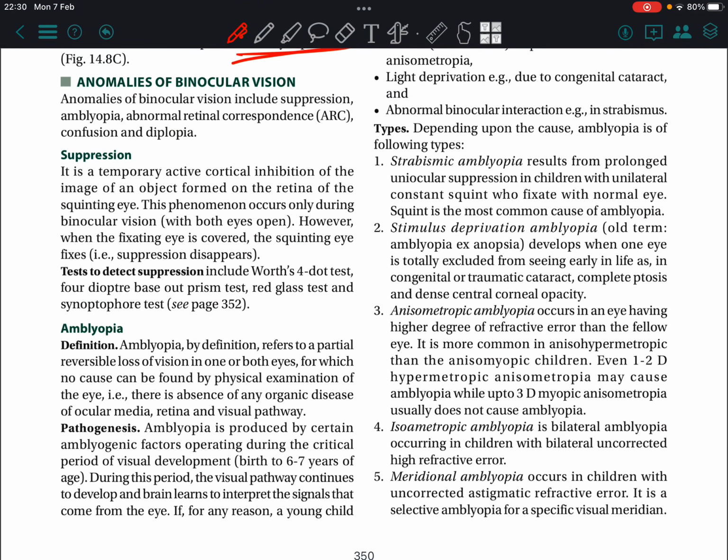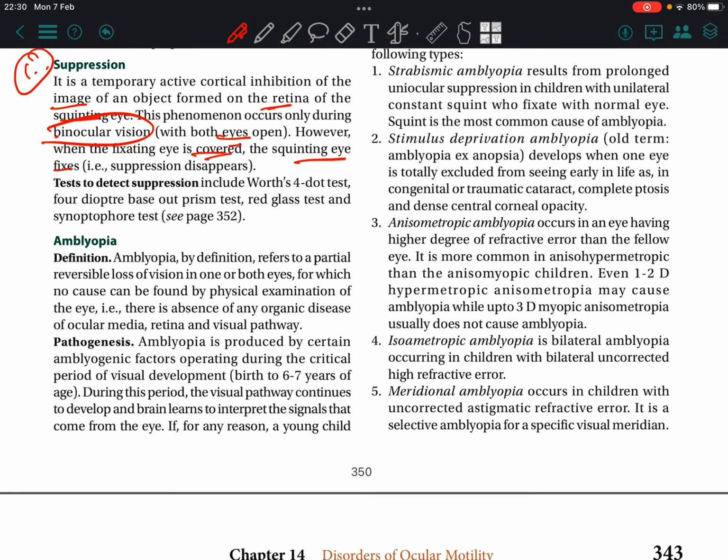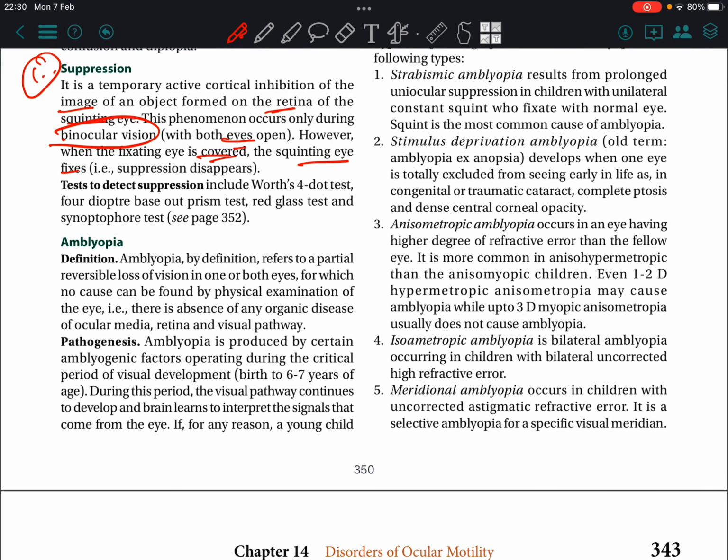Anomalies. There are many anomalies. Suppression. It is an anomaly of binocular vision. Suppression is a temporary active cortical inhibition of the image of an object formed on the retina of the squinting eye. This phenomenon occurs only during binocular vision with both eyes open. However, when the fixating eye is covered and the squinting eye is fixed, suppression disappears. Tests to detect it: Worth's 4-dot test, 4 diopter base out prism test, red glass test, synoptophore test.